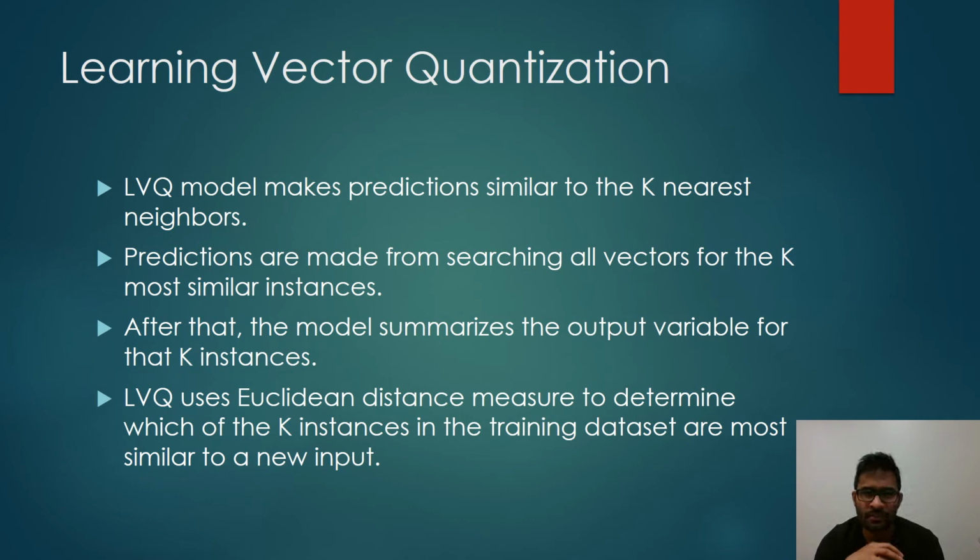Actually, I started using the LVQ model as a feature selection method. Then I figured out that I can use LVQ as a method in 4-fold cross validation to train my data, so I went for it. The LVQ model makes predictions similar to K nearest neighbors. Predictions are made by searching all vectors for the K most similar instances. After that, the model summarizes the output variable for those K instances. Now, how does this model find the final prediction? Actually, it uses Euclidean distance.